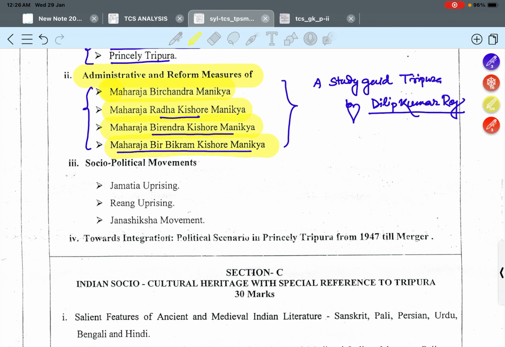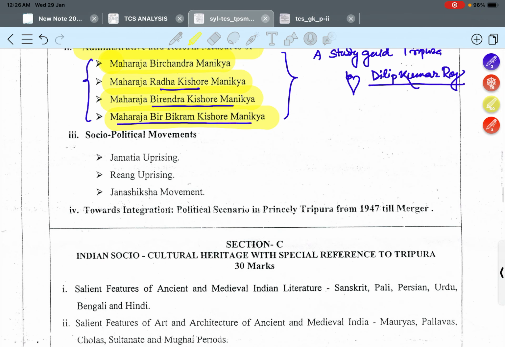This is a very thin book, it will suffice for this portion. Next, socio-political movements, Jamatia Uprising, Riyang Uprising. These portions will also be covered completely by this book. In this book you will get so many topics from history, geography, economics. There are many topics. I will suggest this book many times.